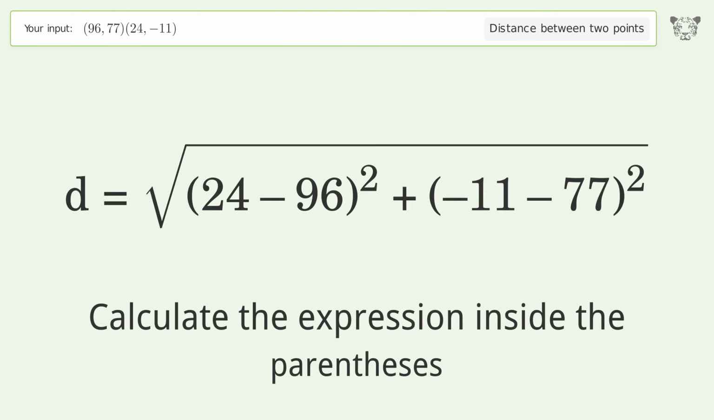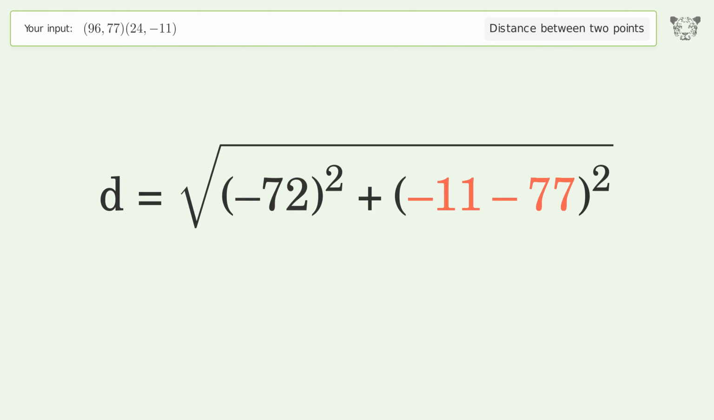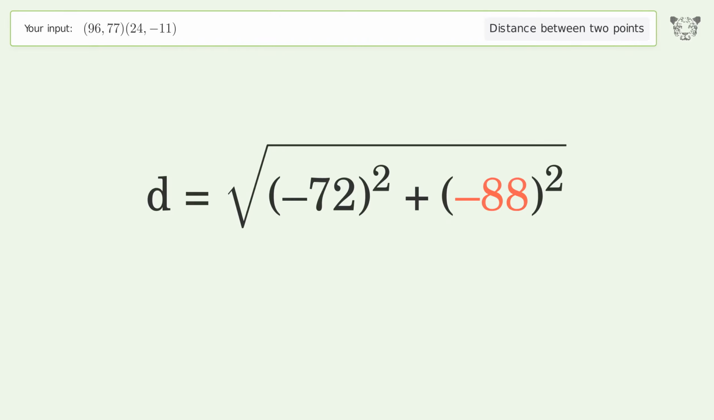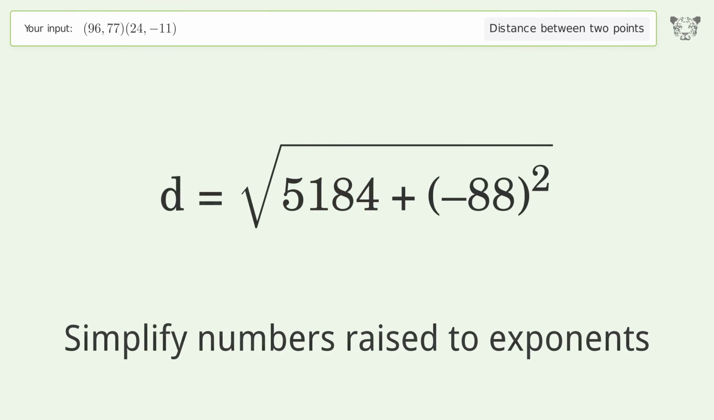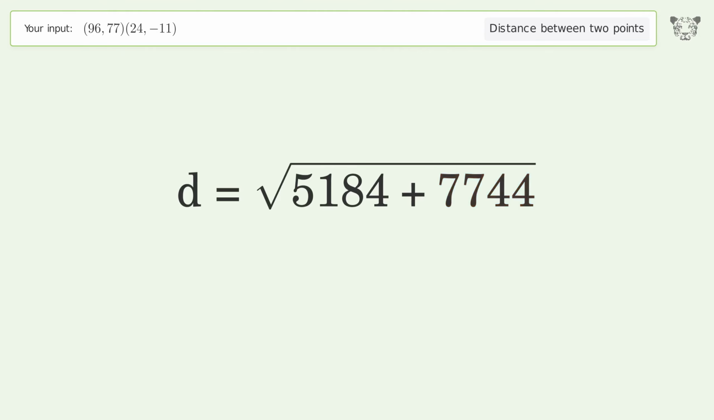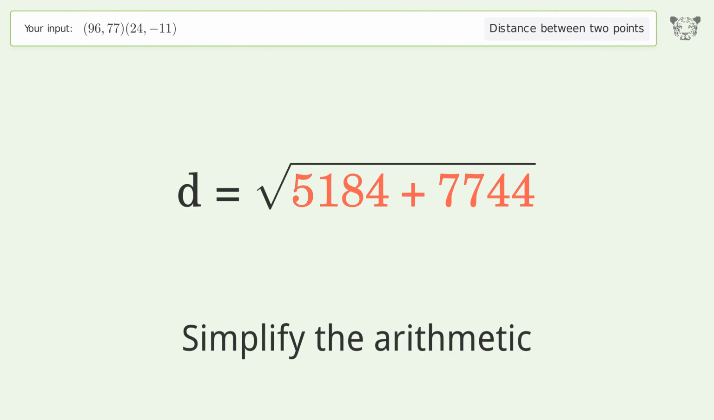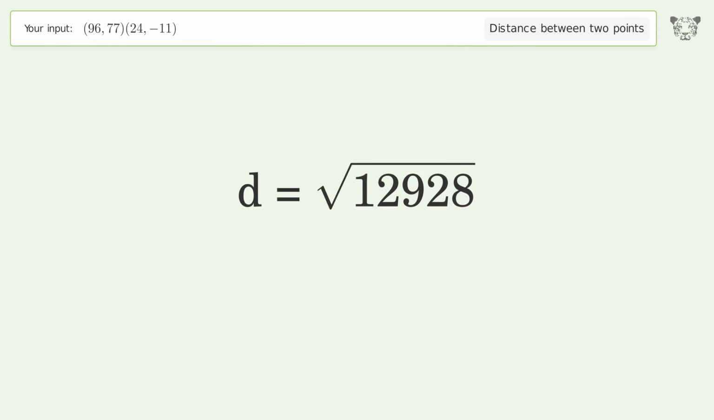Calculate the expression inside the parentheses. Simplify numbers raised to exponents. Simplify the arithmetic. And so the distance between the 2 points is the square root of 12,928, or 113.701.